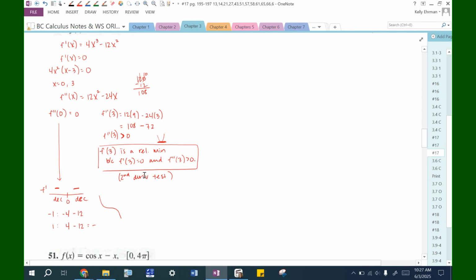All right. So no relative extremum at x equals 0 because f prime of x less than 0. Or how about this? Doesn't change signs. That's a bit more specific than just saying it's negative.